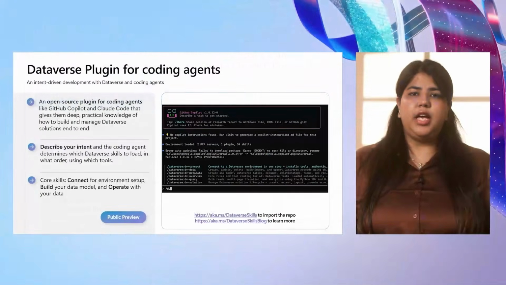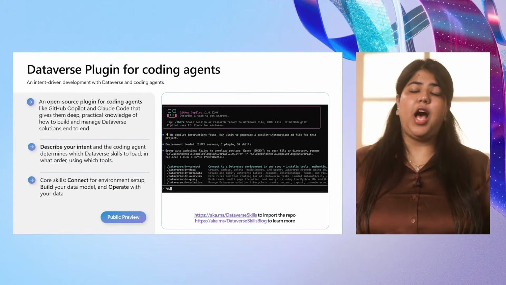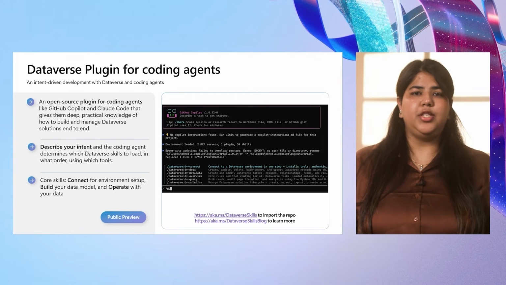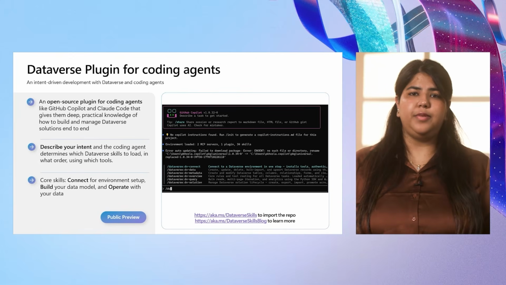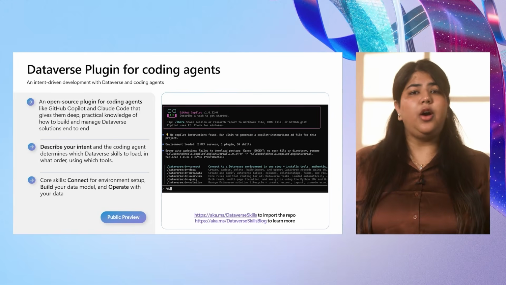We now have the Dataverse plugin for coding agents. It's open source and gives coding agents deep practical knowledge of how to build Dataverse solutions end-to-end. The skills give the agents knowledge about how to use Dataverse. You describe your intent in natural language, and the agent determines which skills to load, in what order, using which tools. The plugin guides agents on how to connect for environment setup, build your data model, and operate with your data. Now let's see this in action.